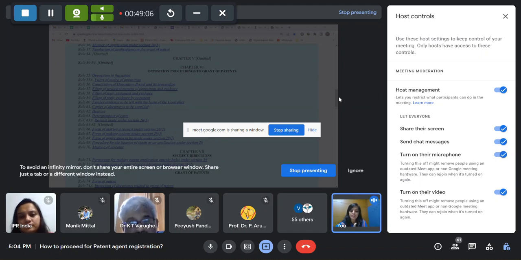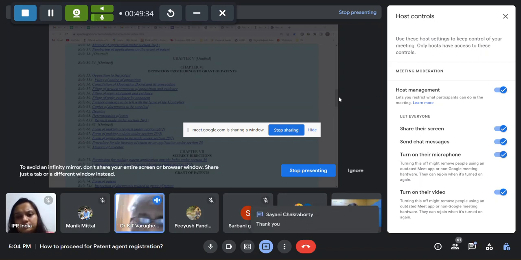The second criterion is the person who has a science background and qualifies the patent agent exam. That person can file the patent as well as the design. And the third one is the person who has a science background as well as an LLB, and has qualified the patent agent exam. Then that person can be eligible to file the patent, design and the trademark.